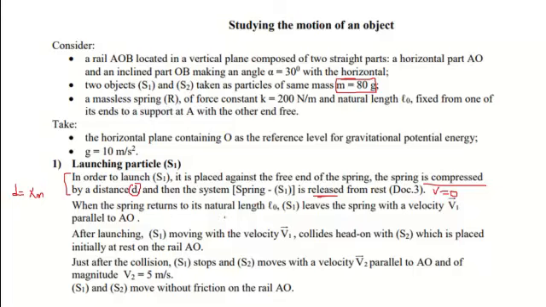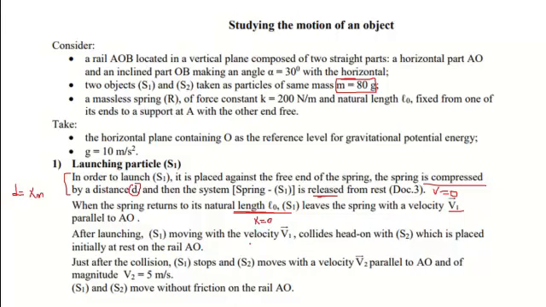When the spring returns to its natural length L0, S1 leaves the spring with the velocity V1 parallel to OA. So here we have kinetic energy. And when I say natural length, this means there's no PAE. This means X is equal to 0. I have neither compression nor elongation.